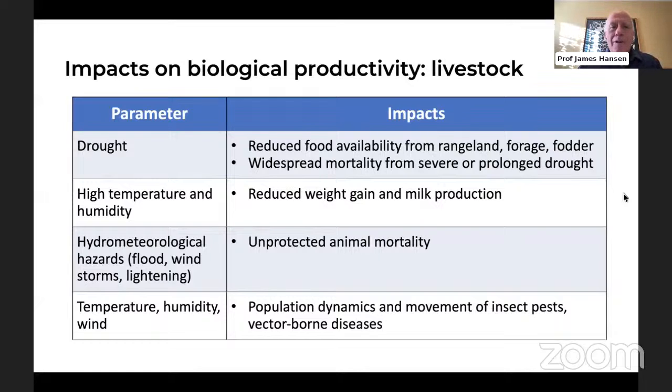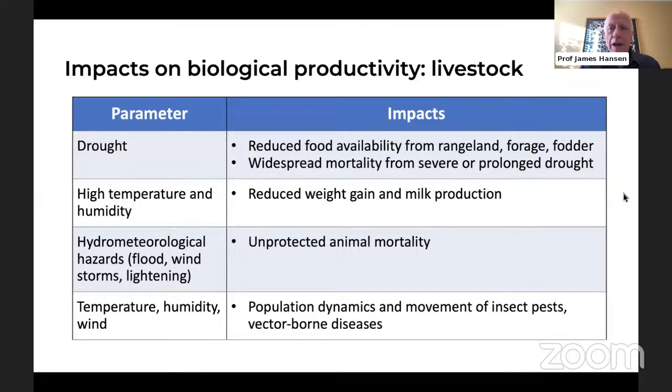Now, in the case of livestock, weather climate is not a direct resource that is used. It's not used in the same way, for example, that photosynthesis is used by plants to produce biomass. Most of the influence of weather and climate on livestock productivity is more indirect. So we think of water supply, drought. Inadequate rainfall can reduce feed available from rangeland forage fodder to animals.